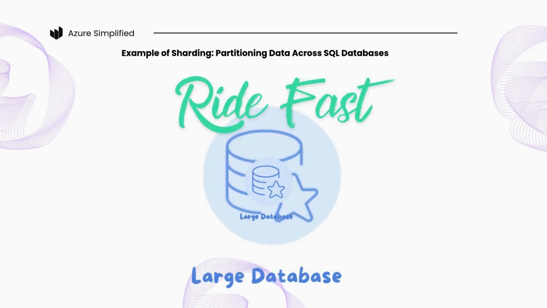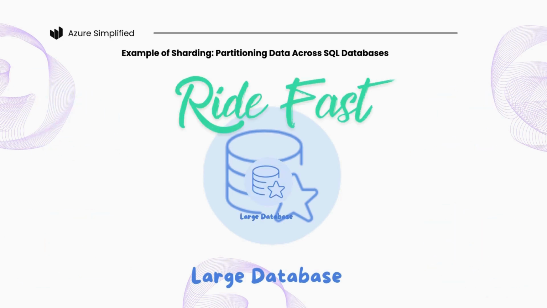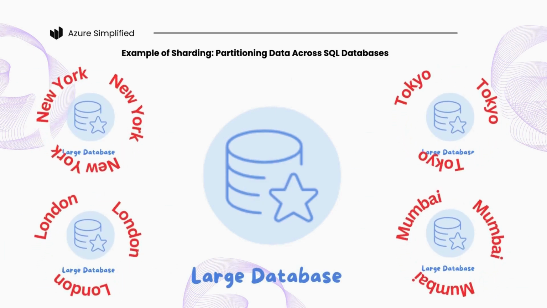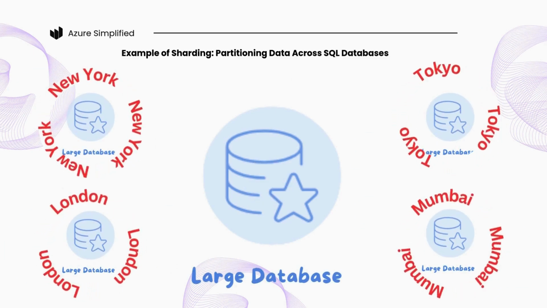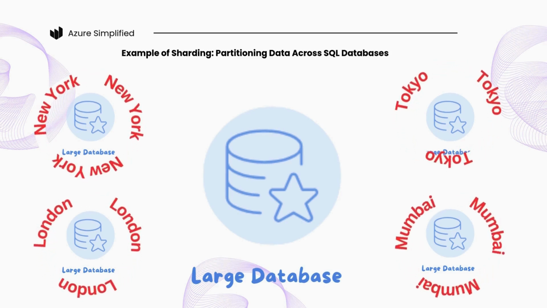Solution: sharding the database. To handle the growing user base and ensure smooth operations, RideFast implements sharding by partitioning its data across multiple identically structured SQL databases. Sharding key selection: the system partitions data based on city or region, e.g., New York, London, Tokyo. Each city gets its own separate database, ensuring faster query performance and localized scalability.